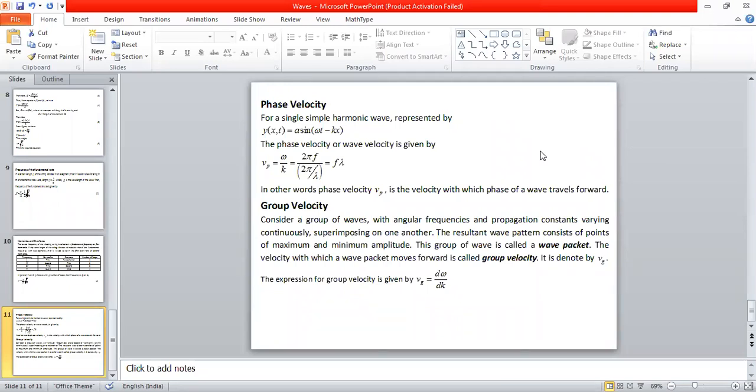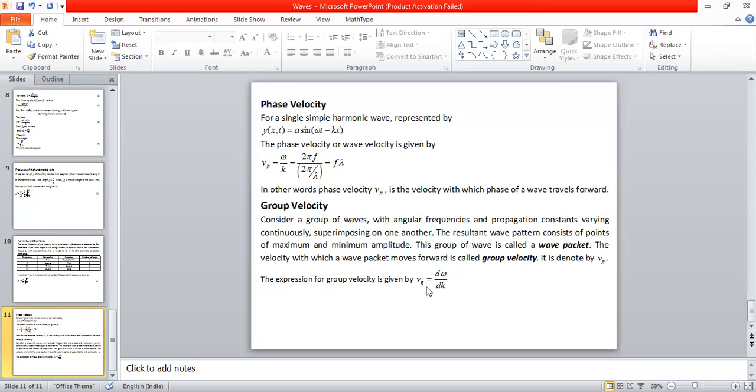When a large number of waves are traveling together, they superpose with each other and produce what we call a wave packet. And whatever the velocity with which the wave packet is traveling is what we call group velocity. The expression for group velocity is given by d omega by dk. The proof I will do in the next class. The expression for phase velocity is omega by k, but the expression for group velocity is d omega by dk. If you take omega by k, you get phase velocity, but if you differentiate omega, the angular frequency, with respect to k, d omega by dk, you end up with the group velocity.